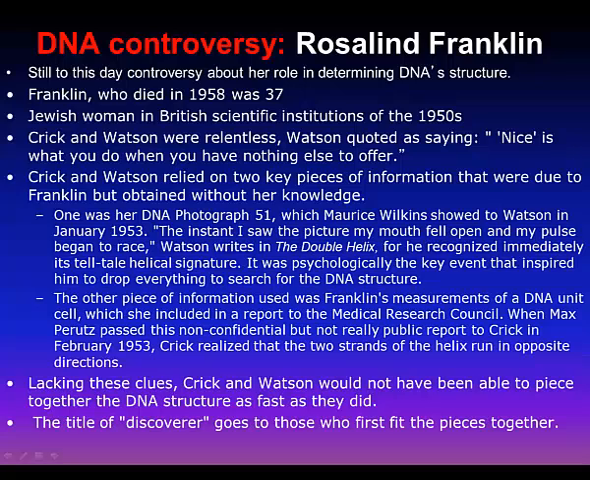And one of the really key pieces of information that allowed Watson and Crick to solve the structure of DNA was that photograph I just showed you. And they saw it because her boss in the lab, his name was Maurice Wilkins, showed that picture to James Watson in 1953 without her knowledge. Watson's written a book called The Double Helix about this whole process of discovering the structure of DNA.